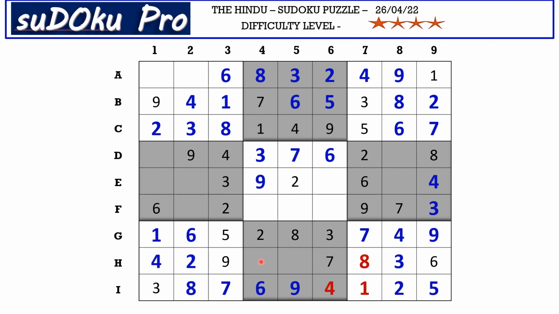The missing numbers in H row are 1 and 5. There is a 1 blocking from here. So H4 takes 5 and H5 takes 1. And in column 4, the only missing number is 4. Now in column 5, the only missing number is 5. In F row, there are 2 empty cells and the missing numbers are 1 and 8. There is an 8 blocking from here. So F2 takes 1 and F6 takes 8. The only missing number in the central block is 1.